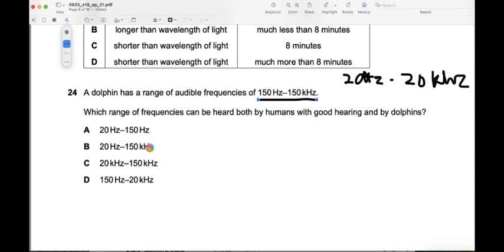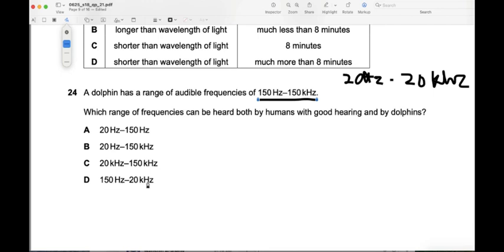So this cannot be suitable for human. Dolphin maybe yes, but the dolphin doesn't go as low as 20. Dolphin's lower value is 150. So A is wrong, 20 kilohertz to 150 kilohertz. This is the highest for human. Humans do not even get to 150 kilohertz of hearing. So this is not suitable.